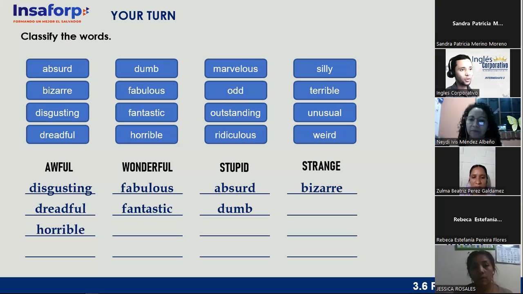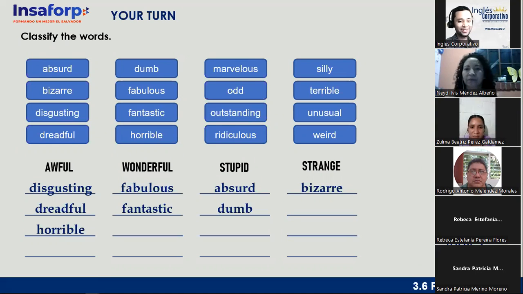So let's see. I don't know if Sandra wants to participate or if you forgot to lower your hand. Si le quedó la manita levantada o si quiere volver a participar. Ah, le había quedado la manita levantada. Okay, no problem. Okay, what about the next one? You have marvelous. What about marvelous?